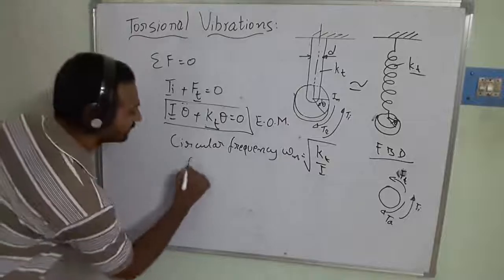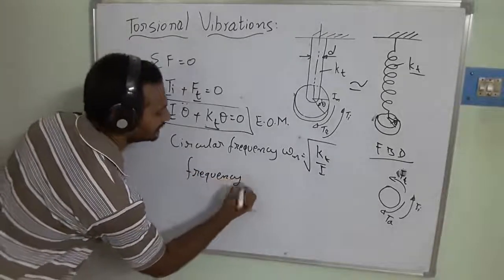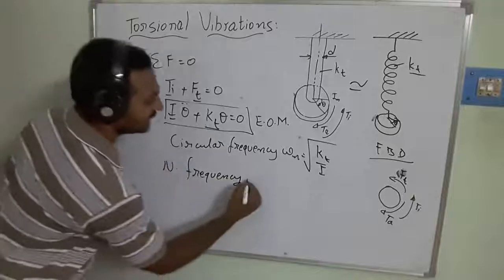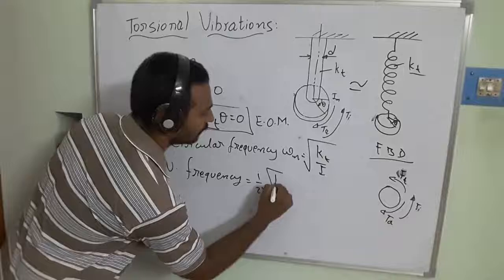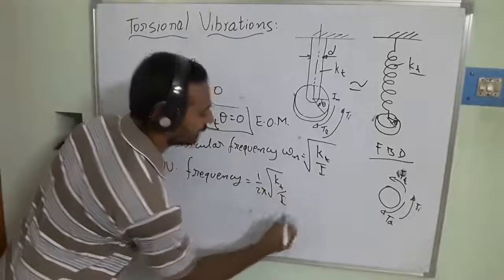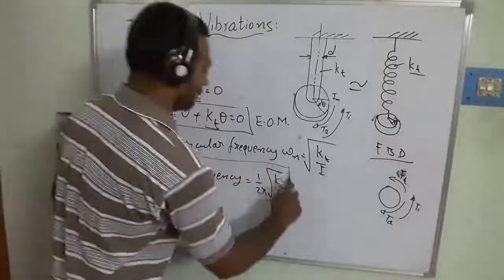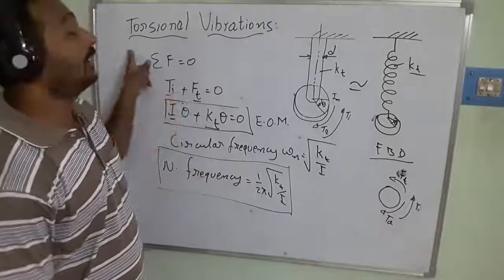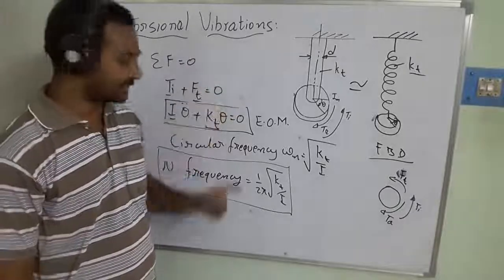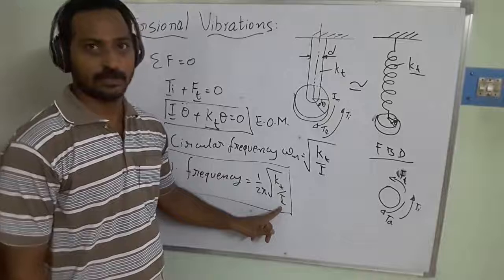So what is the frequency from this one? Frequency, that is called natural frequency, that is equal to 1 by 2 pi square root of kT by I. So then it is going to be very clear from this derivation. The torsional natural frequency of the system is equal to 1 by 2 pi square root of kT by I. This I is the mass moment of inertia.